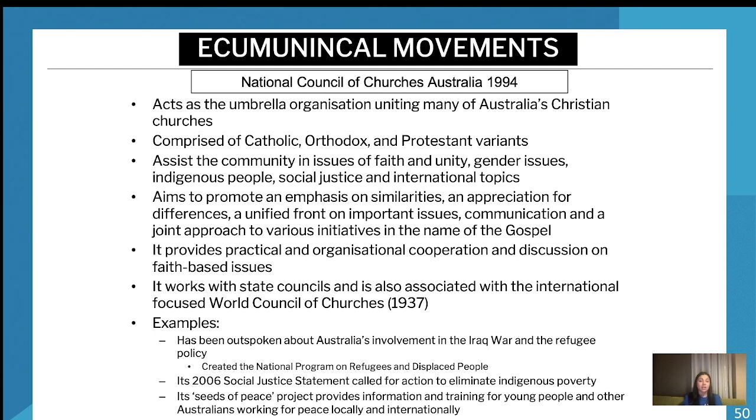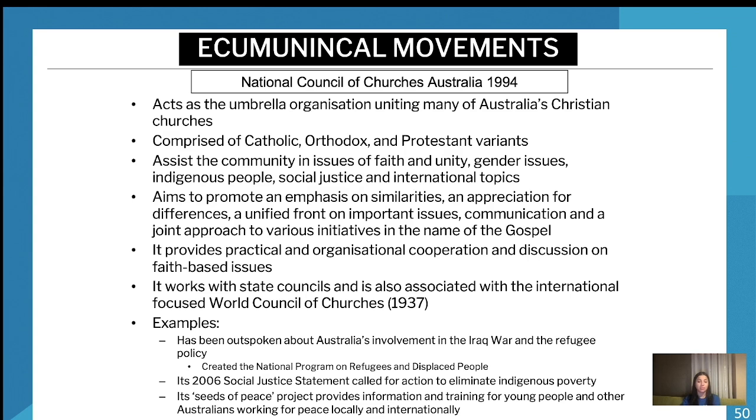So then there's the National Council of Churches Australia, which is the umbrella organisation uniting many of Australia's Christian churches. It's comprised of Catholic, Orthodox and Protestant variants, and they can assist the community in issues of faith and unity, gender issues, Indigenous people, social justice and international topics. It works with state councils as well. And it's associated with the internationally focused World Council of Churches.